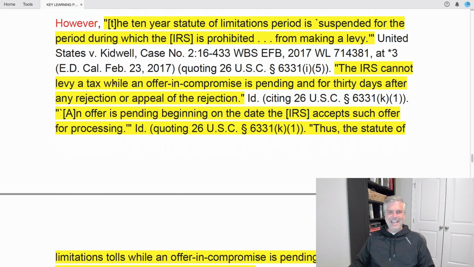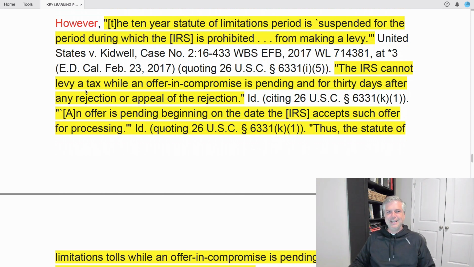So the IRS cannot levy a tax while an offer and compromise. And we have a video on offers and compromise. It's basically you owe this much, but you come into the government, the IRS, and say, how about you take this much right here? Let's compromise. So I'm making an offer that we compromise, that we bring down the amount that's owed.